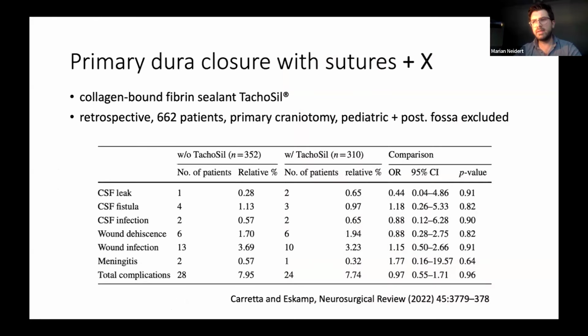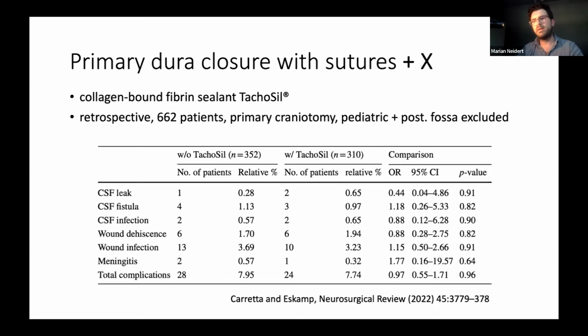So the question is relevant whether it is necessary, if you have a primary suture closure, to augment that closure with an additional sealant or any additional material. There is a little bit of literature on that topic. This is a study that my colleague Martin Stielen performed in cranial cases, a retrospective analysis of patients that had a primary craniotomy. So redo surgeries were excluded. Also spinal, pediatric, and posterior fossa high-risk cases were excluded.